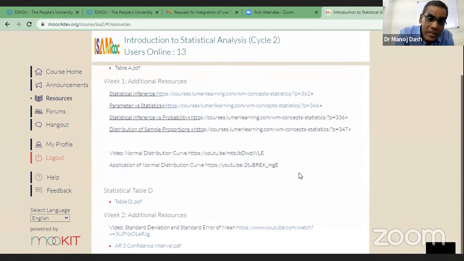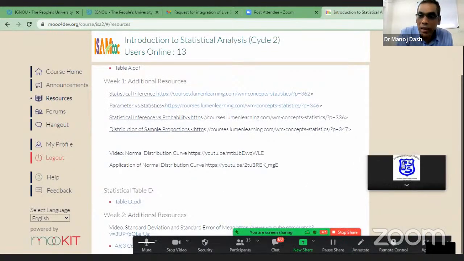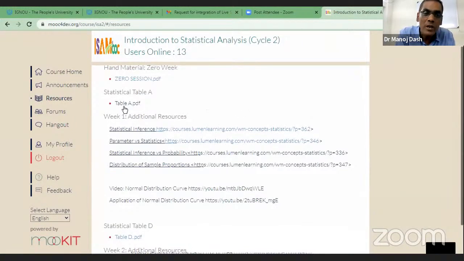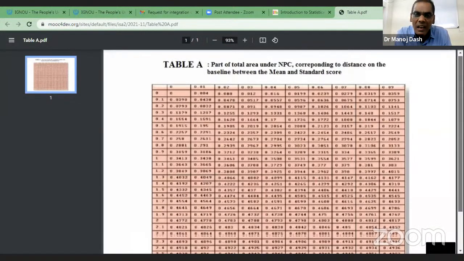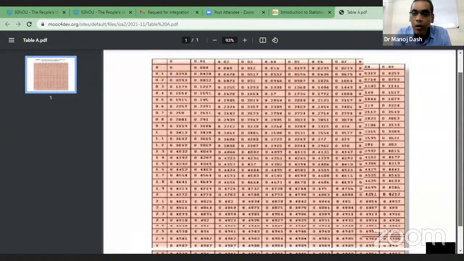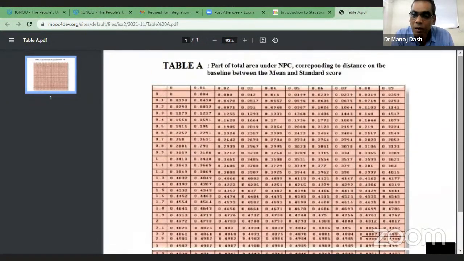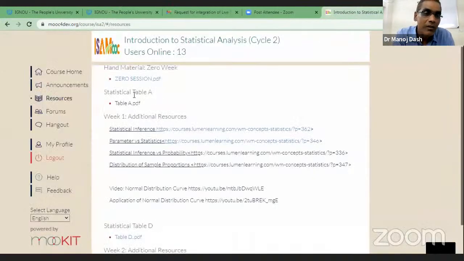Next, see, table D is given here. I was talking to you about table A and table D. Table A is very important for week 1. If you click, you will get the PDF file. See, this is our table. All the questions we have solved today, based on the normal probability curve, use this table. Similarly, you can have your own table and use it to solve the questions. Another table, table D, is required in week 2. So you go through it, we'll discuss it later on.